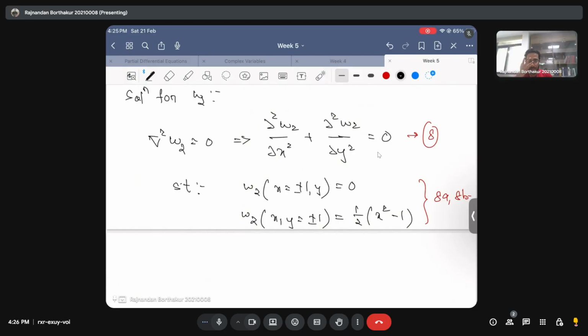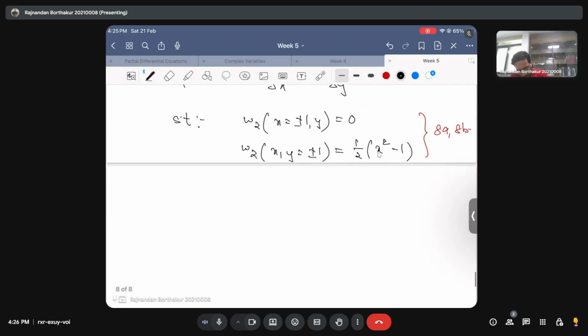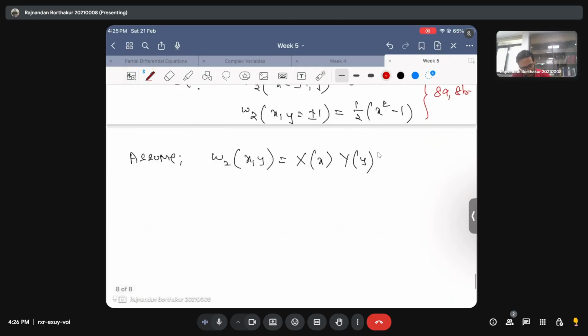That's our next task. And for that, as we all know, the most common trick is to assume W2, which is a function of x and y, as some function of x times some function of just y. The method with solutions of this form is known as the method of separation of variables.